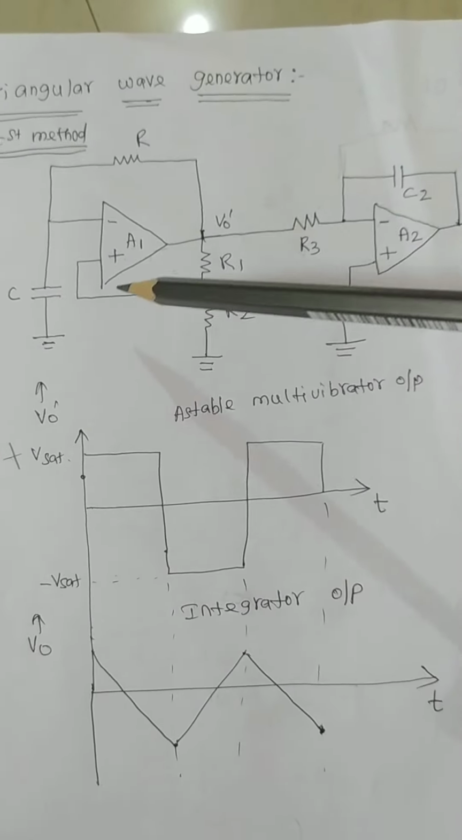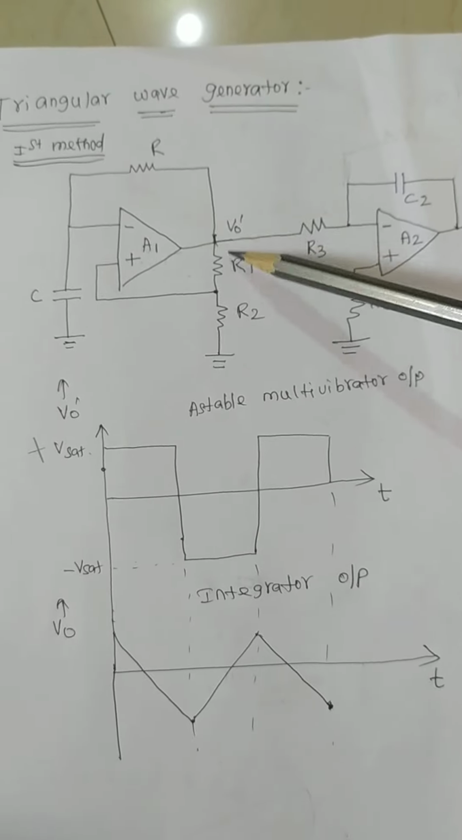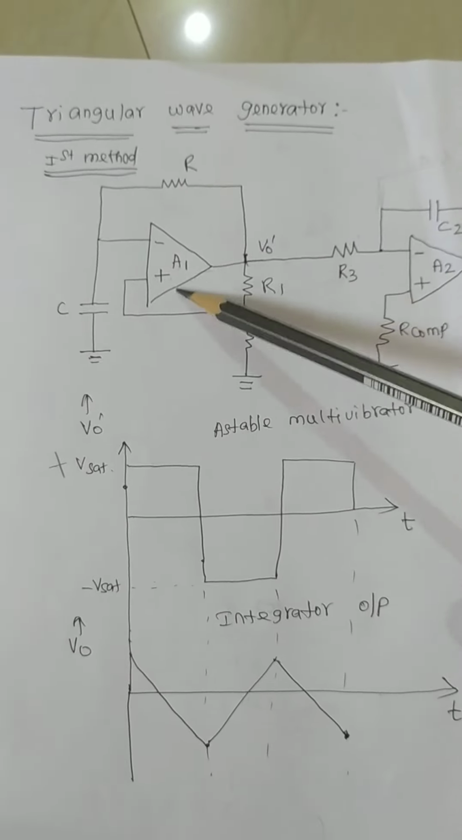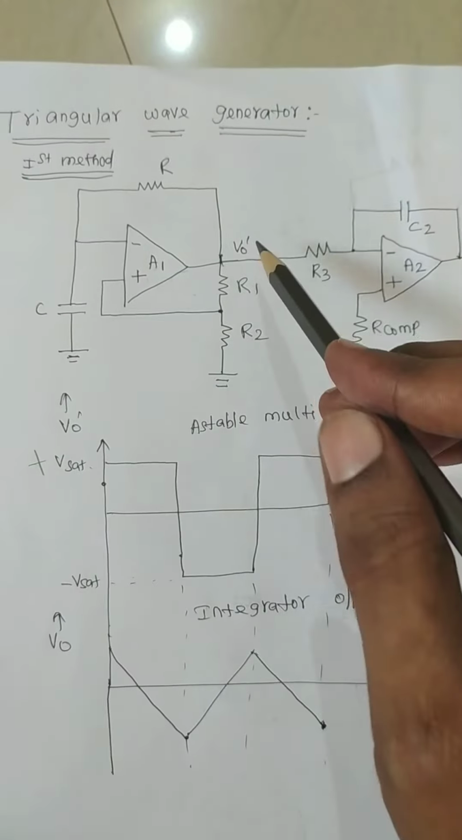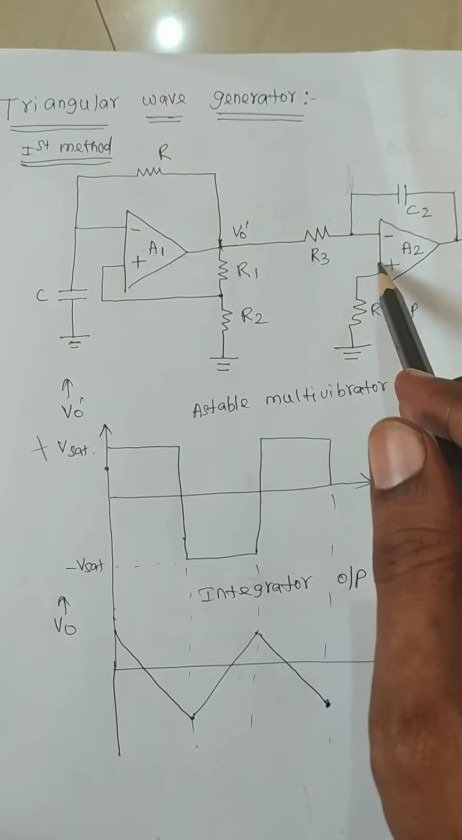Based on the supply voltage it generates the outputs. It is also called a free running multivibrator. So it generates a square wave output. Whatever output is generated, that is the input of the integrator.